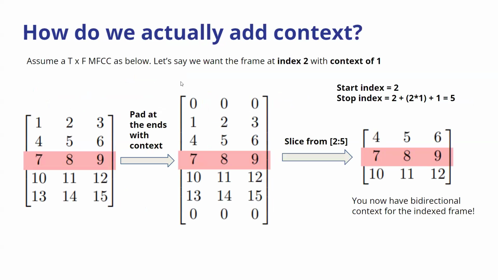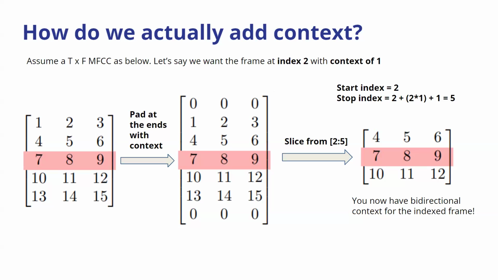Can someone please tell me why context that's too long will not be useful based on this process of extracting context? Anyone? I'll give you a hint. It's the way we pad it. Anyone? Okay. Then I guess I can say it.